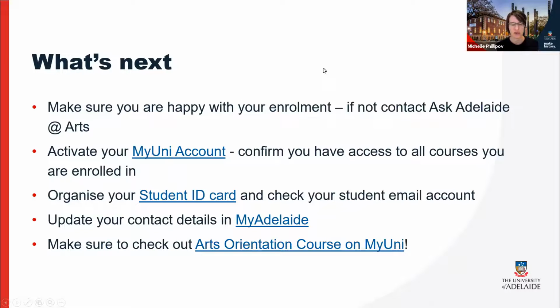And what's next? I know there's a lot of information to take in your first few weeks. So the key things to be on top of right now is, number one, make sure that you're happy with your enrolment. You can contact Ask Adelaide for help if you have any questions about this. Also make sure that you have activated your MyUni account, that you've organised your student ID card, and that you know where your first classes are going to be held.